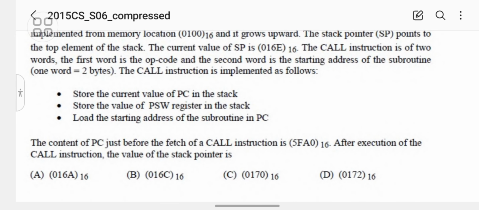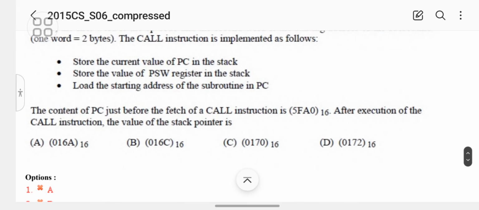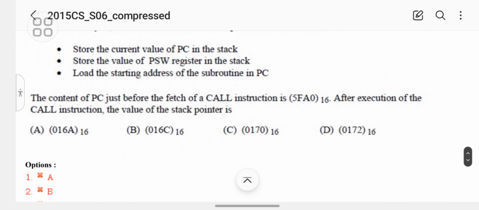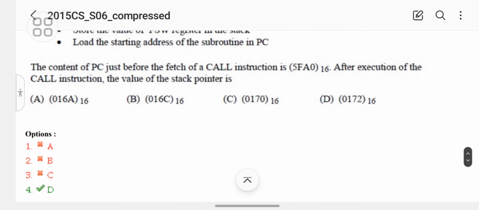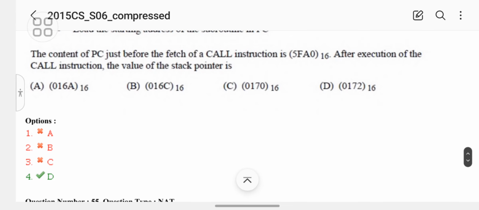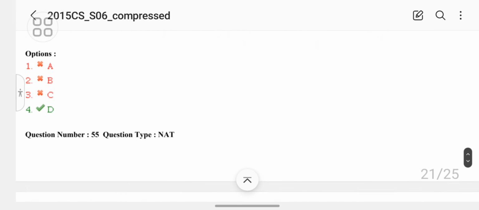The call instruction is of two words. The first word is the opcode and the second word is the starting address of the subroutine. The content of PC just before the fetch of a call instruction is 5FA0 in hexadecimal. After execution of the call instruction, the value of the stack pointer is what? For this, our answer will be D, that is 0172 in hexadecimal.